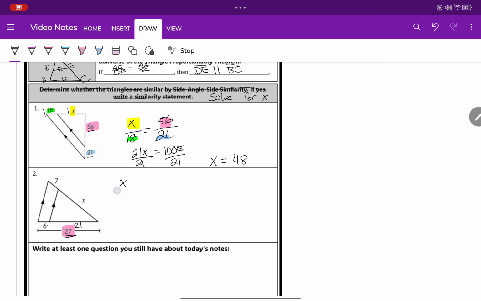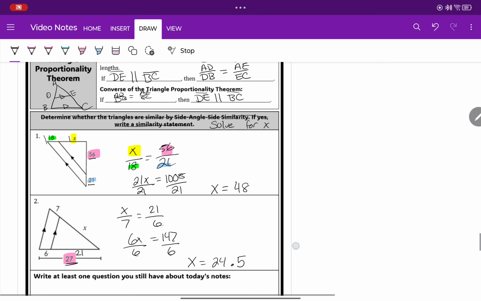I have x over 7 is equal to 21 over 6. I get 21x. Oops, sorry, I get 6x, not 21, is equal to 147. Divide both sides by 6. And I'm left with x is equal to 24 and 5/10 as my final answer. Okay.